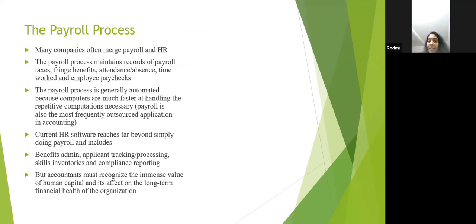So looking into the next slide, the payroll process. What process comes in payroll? Many companies often merge payroll and HR, because as I initially told, there won't be any HR department. There will be only an accounts department that handles payroll and some part of the HR activity also. So many companies often merge payroll and HR into one department.